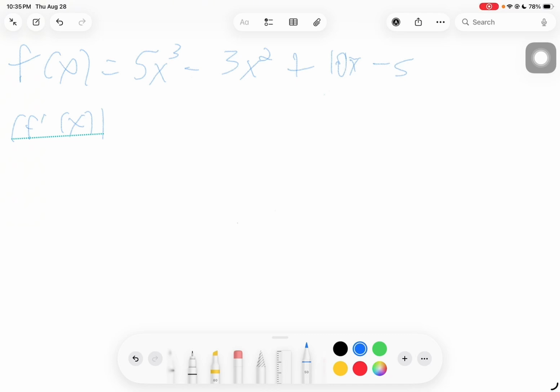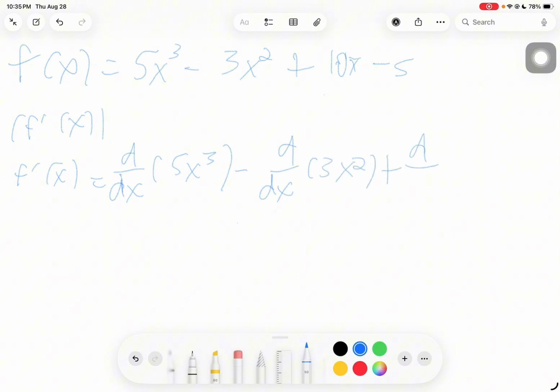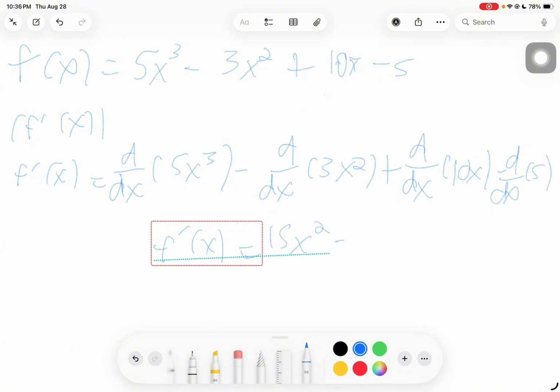So the first derivative, f prime of x, is d over dx of 5x cubed minus d over dx of 3x squared plus d over dx of 10x minus d over dx of 5, and then simplifying it, f prime of x is 15x squared minus 6x plus 10. So that's the first derivative.